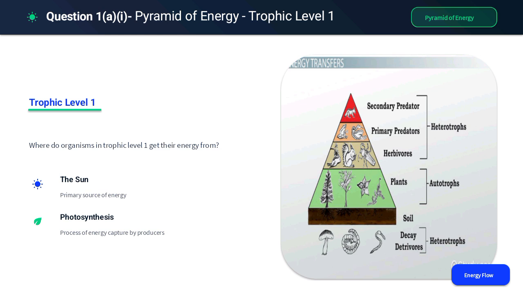Remember, trophic level 1 always contains the producers. These are plants and other photosynthetic organisms. They get their energy directly from the sun through the process of photosynthesis. The sun is the primary source of energy for almost all ecosystems. And producers capture this energy and convert it into chemical energy that flows through the food chain. So your answer should be the sun through photosynthesis.